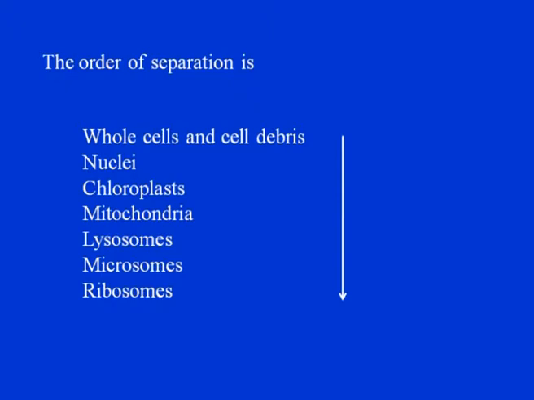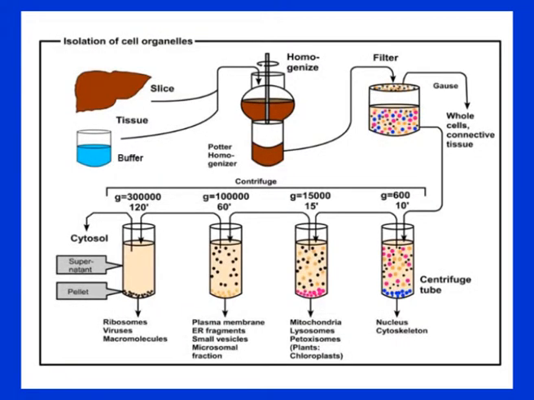So, this is the order: microsomes, ribosomes. In this order, the whole cell will sediment first and ribosomes will be the last to sediment. As we can see very clearly in this figure, you have taken a particular tissue, sliced it and done the processing, that is homogenization and other things. Now, as this comes in and you start the sedimentation process, the whole cells or the cell debris will be the first to sediment.